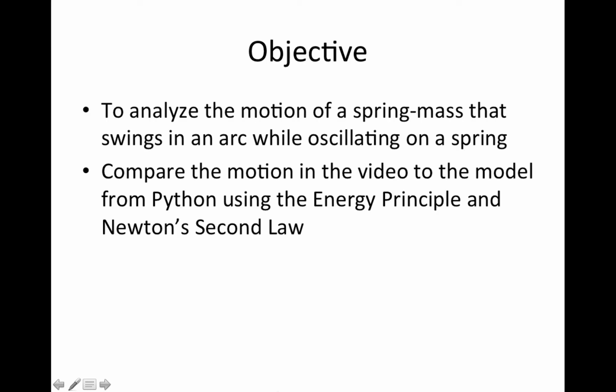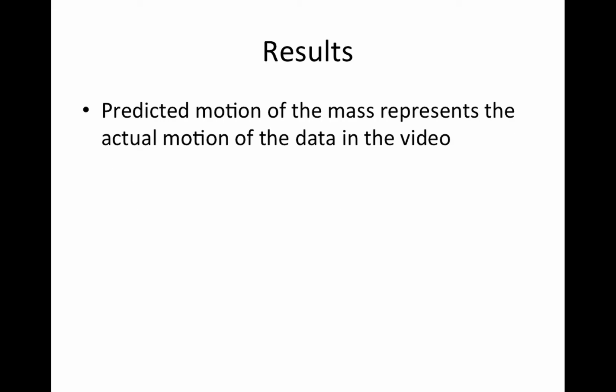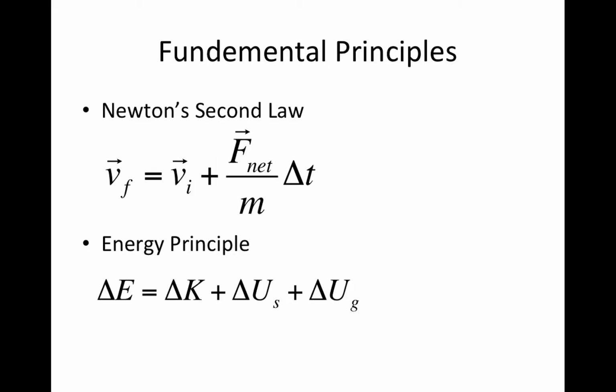The purpose of Lab 4 was to analyze the motion of a spring mass that swings in an arc while oscillating on a spring. I compared the motion in the video to the model from Python using the energy principle and Newton's second law. The results of this lab were that the predicted motion of the mass represents the actual motion of the data in the video.